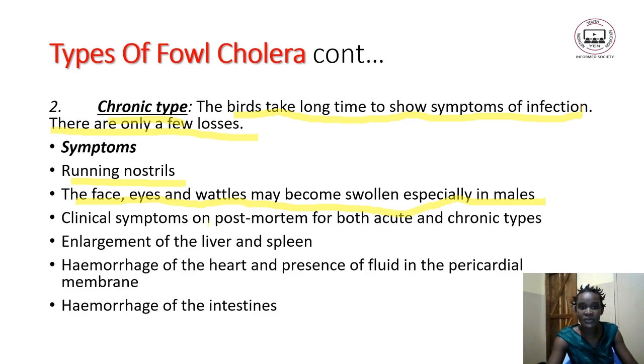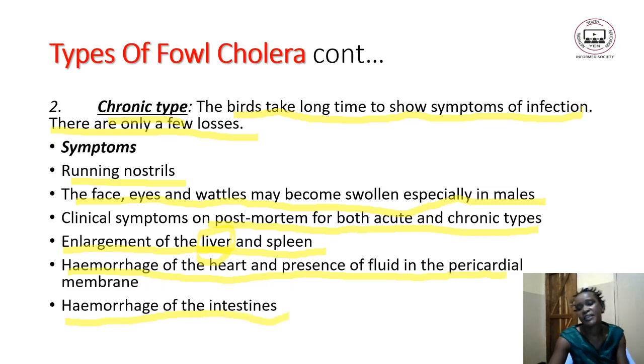Some symptoms may also appear on postmortem, for both the acute as well as the chronic type. There is enlargement of the liver and spleen. Once the bird has been attacked by this fowl cholera, there is enlargement of the liver and spleen. If that is the case, it means this may lead to malfunction of the liver as well as the spleen. Hemorrhage of the heart and the presence of fluid in the pericardial membrane is also another symptom. And you find there is also hemorrhage of the intestines.